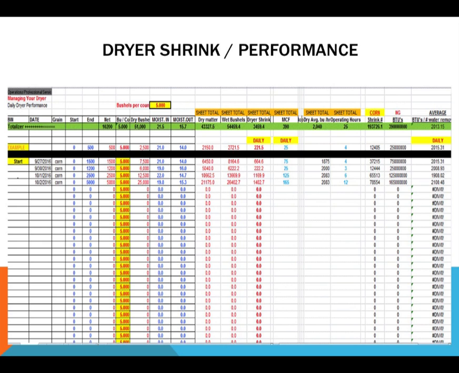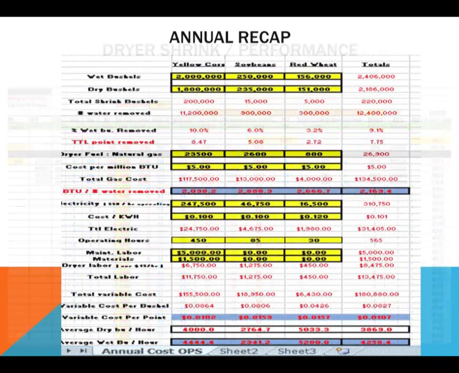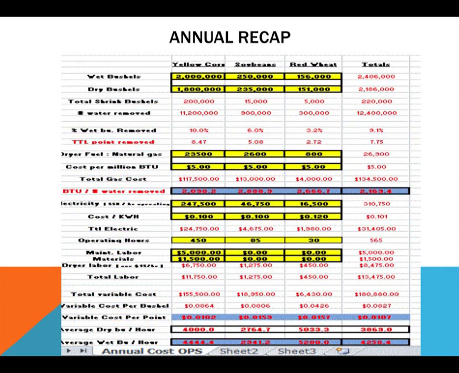Dryer shrink and performance. So this would be the supervisor or manager, maybe in your case. You would use this here where you can see you have bushels per count. Then you enter that information, and it calculates everything out. I can show you the entire spreadsheet, anybody who wants it afterwards, and I'd be willing to share that with you. This is just an annual recap.